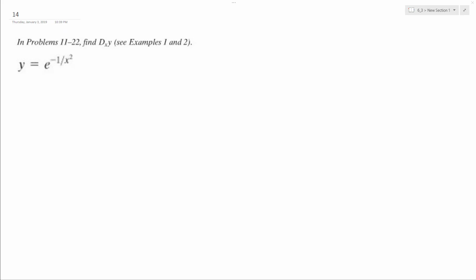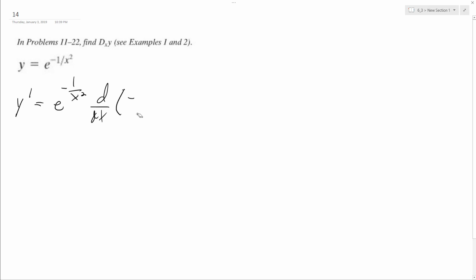Let's find the derivative of the following problem. So y is equal to e raised to the negative 1 over x squared. So what we're going to have here is y prime is going to be equal to e raised to the negative 1 over x squared, and then we're going to take the derivative of the quantity negative 1 over x squared.